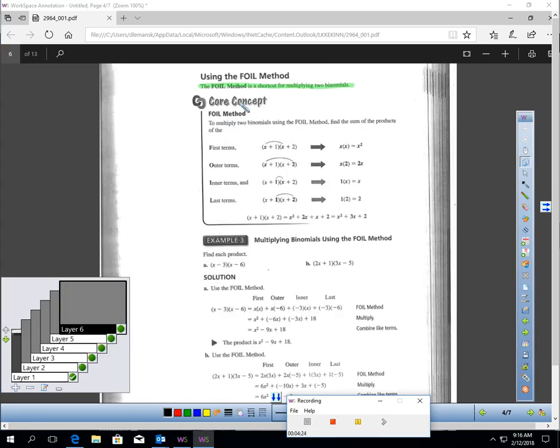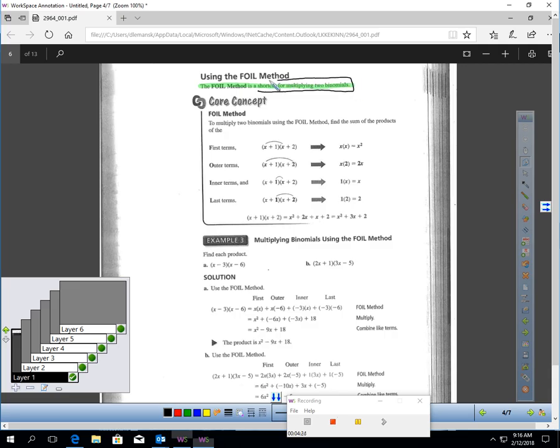Now, the FOIL method, this is why I'm not necessarily a huge fan of the FOIL method. It's a shortcut, but it only works if you're multiplying two binomials. Remember, binomials mean two terms. So if I'm multiplying two binomials, this works. But here's the thing. I've already showed you this in my last slide when we talked about double distributing, because that's all this is. So let's take the example that they have. Here, by the way, this is what FOIL means.